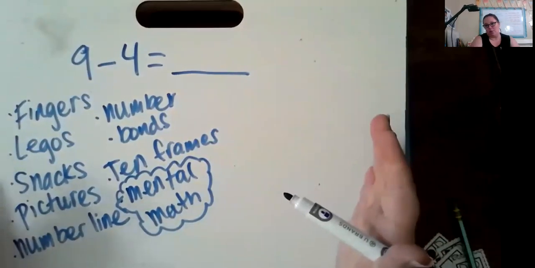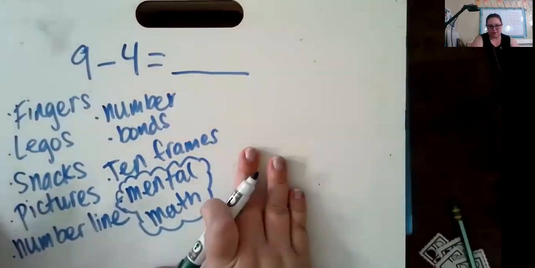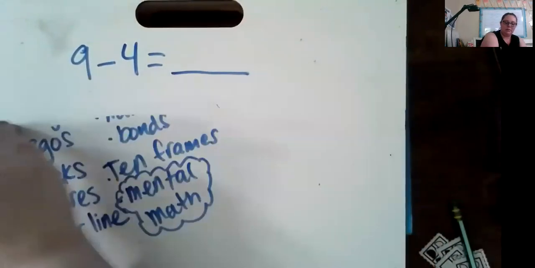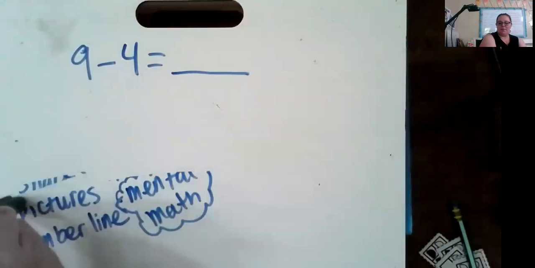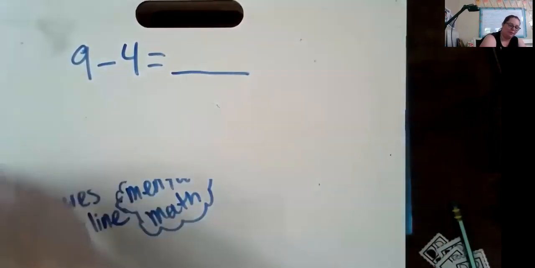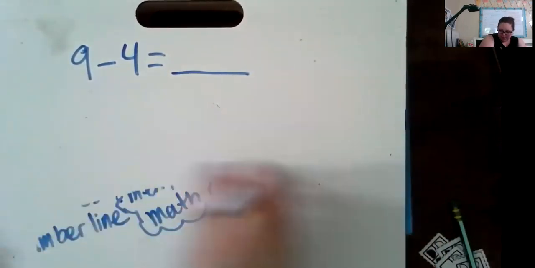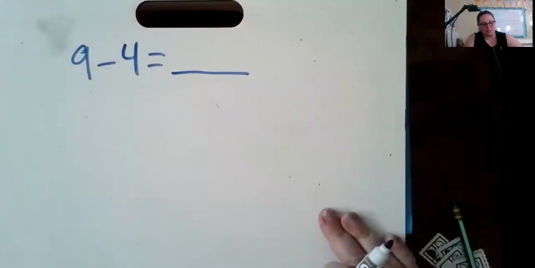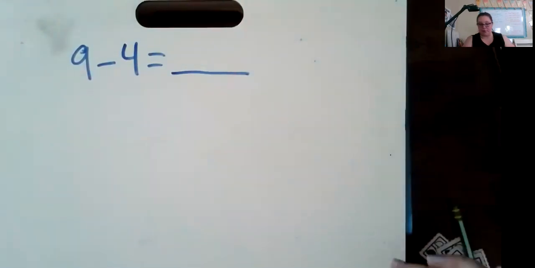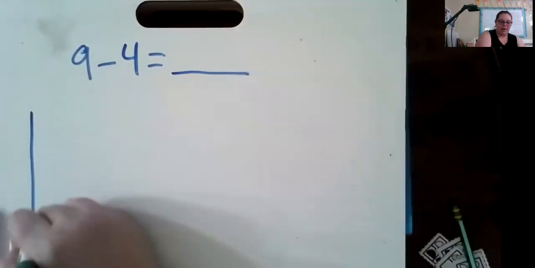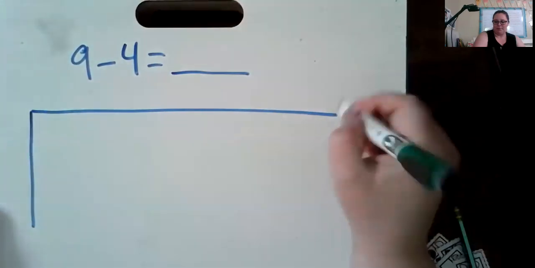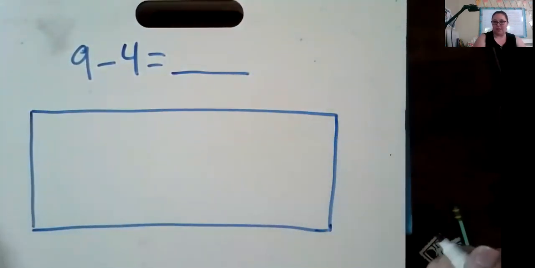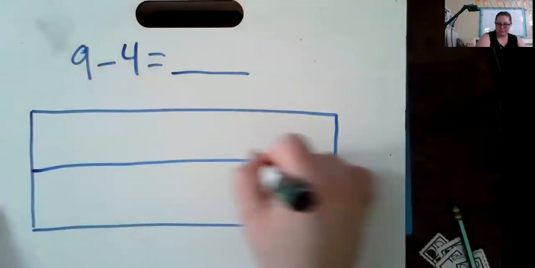Since our whiteboard is so small, I have to erase these. So take a mental picture. Okay, so which one? Let's see, we haven't talked about the 10 frames yet. We talked about the number bonds. We've talked about the number line. We have not talked about the 10 frames. So I'm going to draw a 10 frame. So maybe you could ask a grown-up to help you draw one.